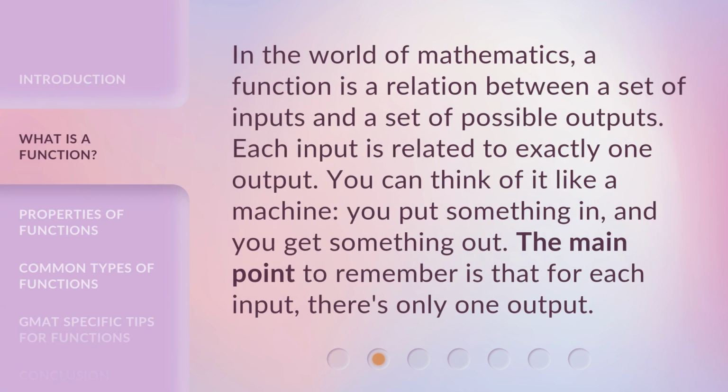In the world of mathematics, a function is a relation between a set of inputs and a set of possible outputs. Each input is related to exactly one output. You can think of it like a machine. You put something in, and you get something out. The main point to remember is that for each input, there's only one output.